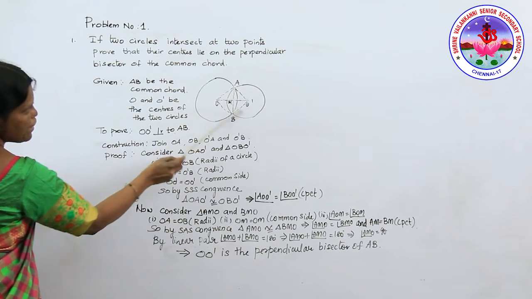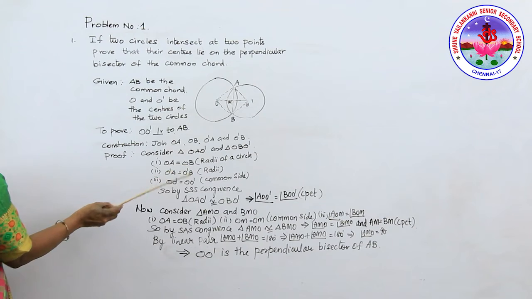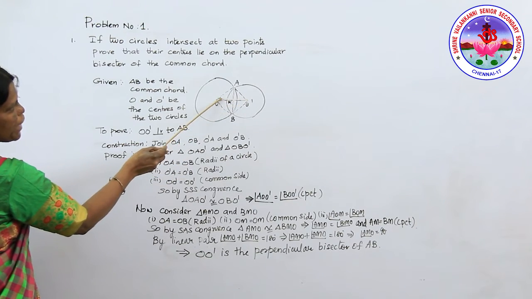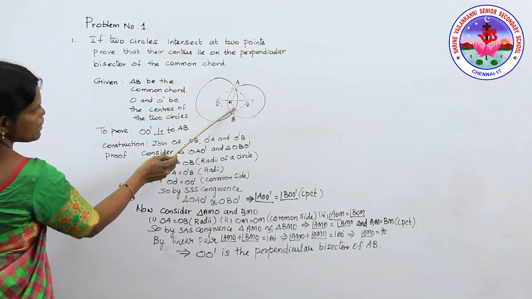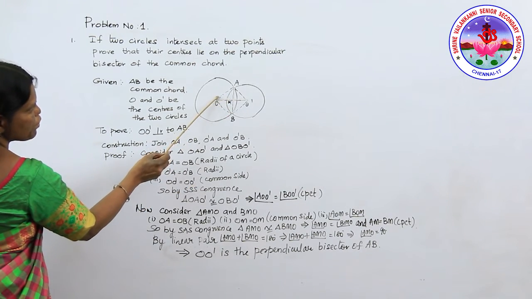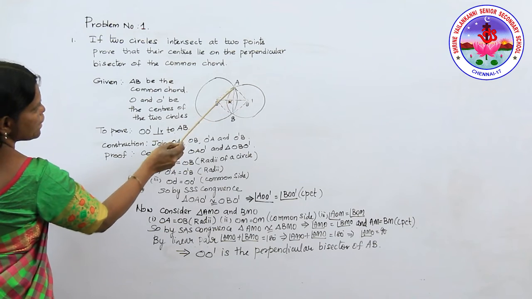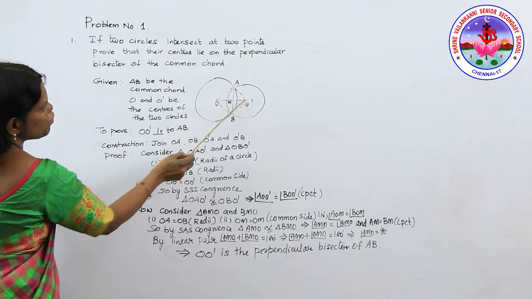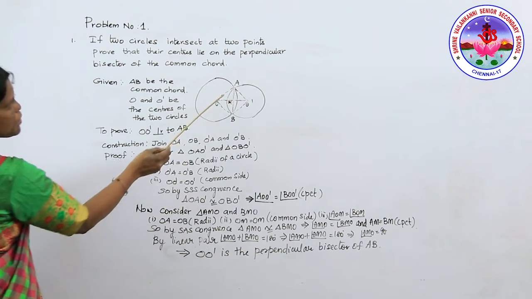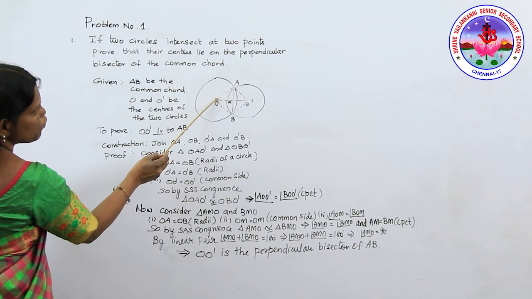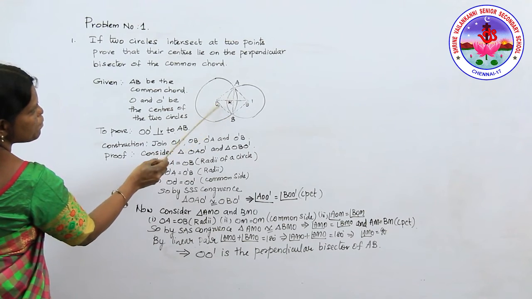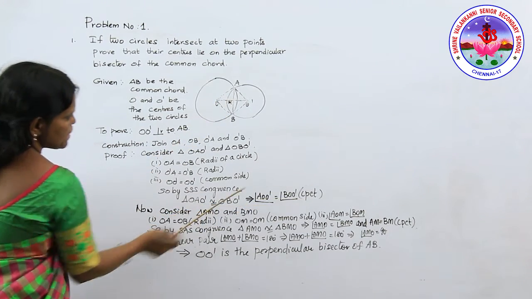This belongs to the radius of the smaller circle. They are equal, and we find that OO dash is a common side to both the triangles. So in these two triangles, using SSS congruence, triangle OAO dash is congruent to triangle OBO dash. Since these two triangles are congruent, automatically angle AOO dash is equivalent to angle BOO dash by CPCT.